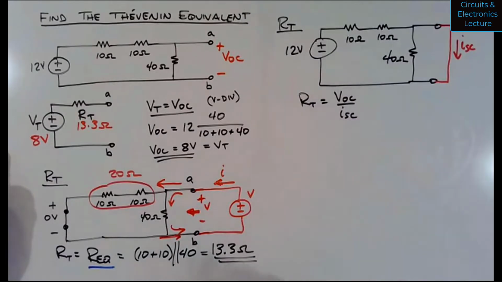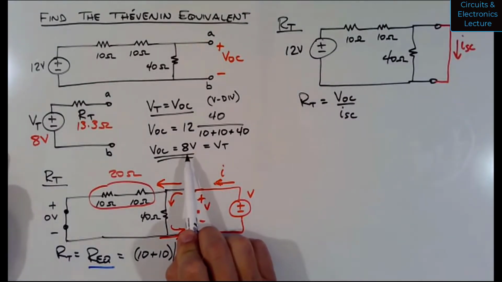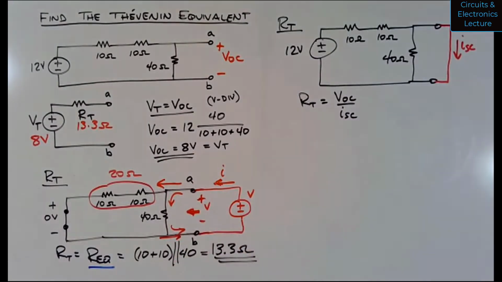So we have VOC, it's 8 volts. We need to calculate ISC. Let's talk about how to do this. So now it's an analysis problem. It's not a Thévenin-equivalent problem anymore. It's just figuring out what this current would be. This problem is a little weird. Let me walk you through, instead of just throwing out the solution, let me make some observations here.